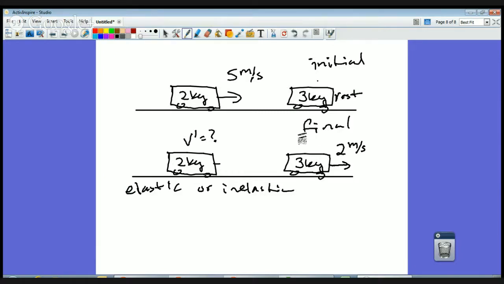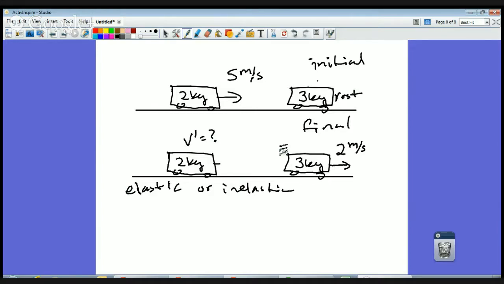So the mistake people will make is they'll say, well, it didn't stick together, so it's an elastic collision, so I'm going to conserve energy, and you can't do that, right? You know for sure that momentum was conserved here. That's guaranteed. What you don't know is if energy was conserved. Maybe it was, maybe it wasn't.